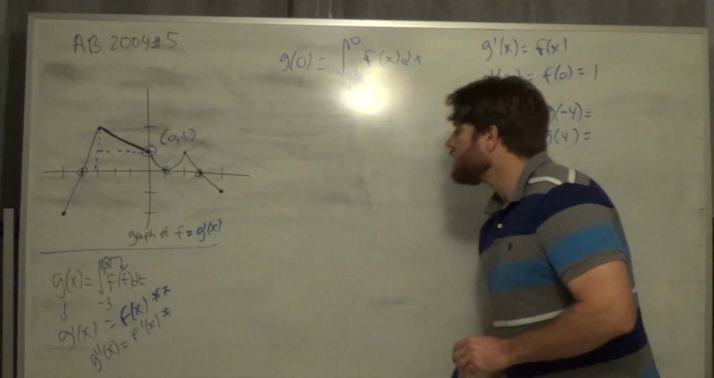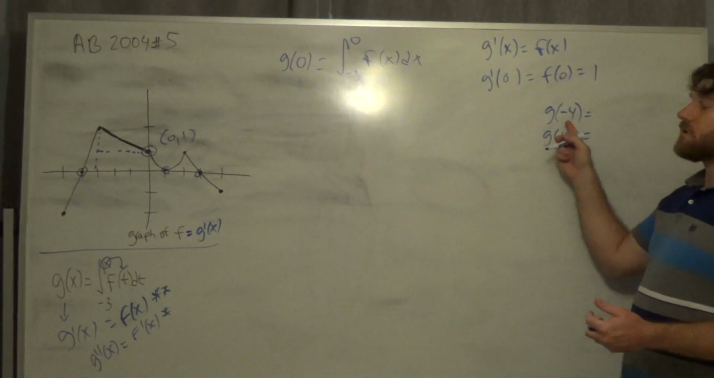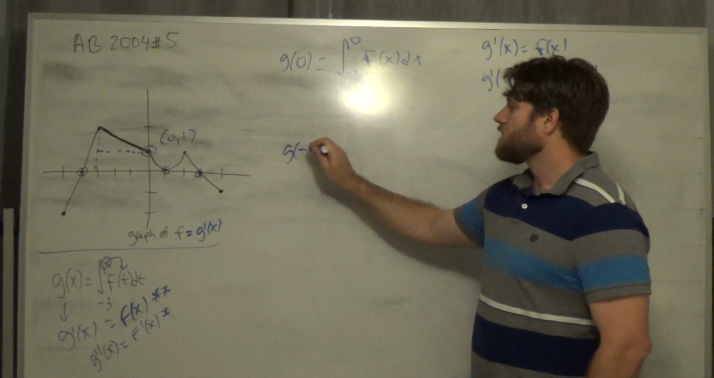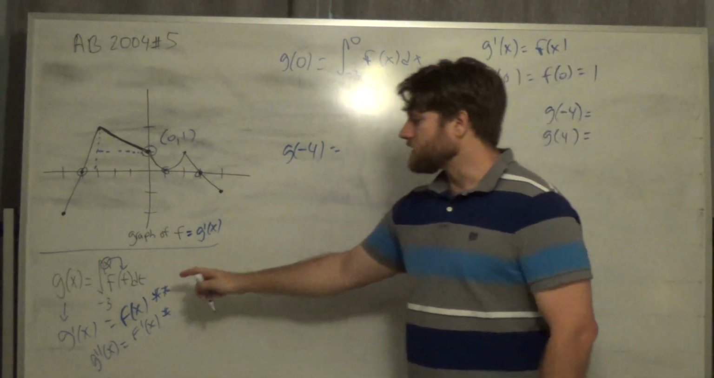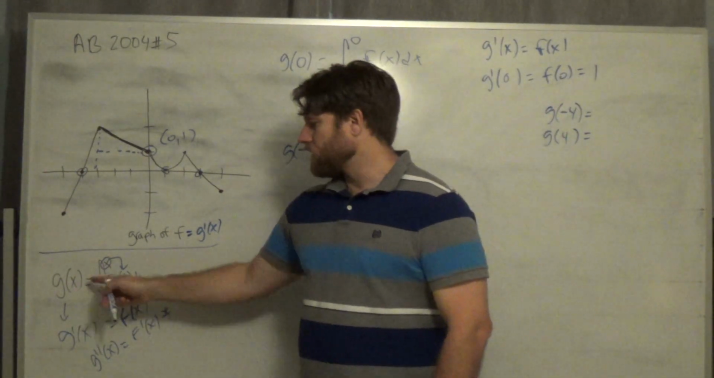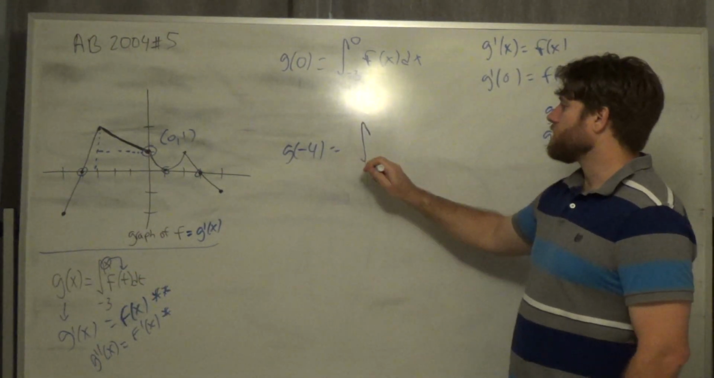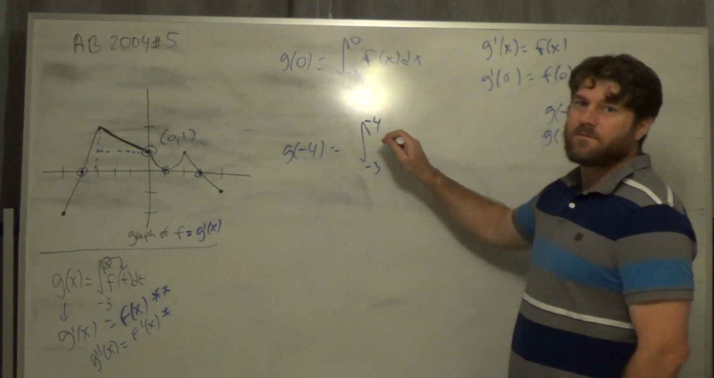So, I first want to find, let's start with g of -4. Just like earlier, I can plug this into this equation. G of -4, you put a -4 here. So g of -4 is the area from -3 to -4.